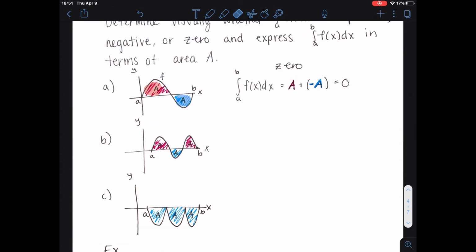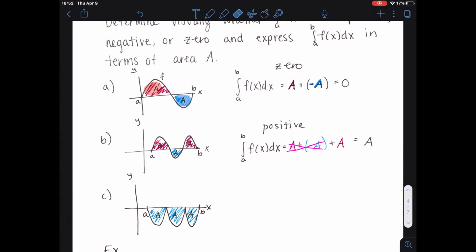In the next case, I have two pieces above, one piece is below, and each one of these kind of humps is exactly the same, even though it's not drawn that way. So if I want to integrate from a to b, my first hump is positive A, the next one is negative A, because it's underneath the x-axis, and the last one's above, so it's positive A. So two of these cancel, and you find your area is ultimately just A. So it's positive because you have more above the x-axis than below.